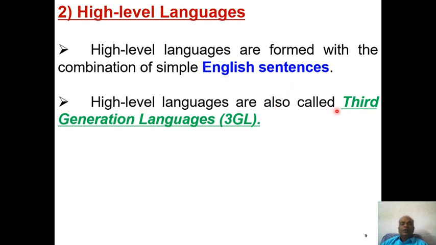High level languages are also called third generation languages. Machine language is known as first generation language, assembly language as second generation language, and high level languages as third generation languages, 3GL. In the next topic we are going to discuss in detail the different generations of languages.